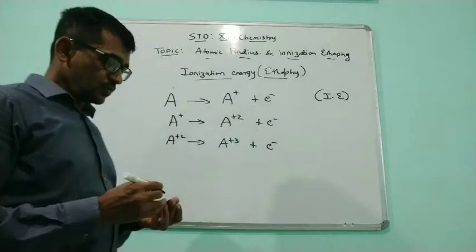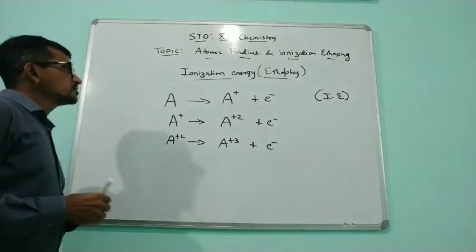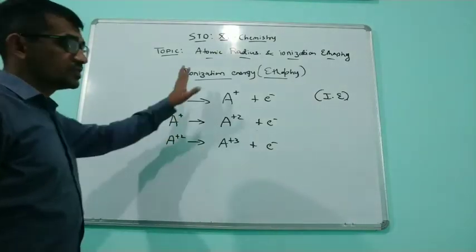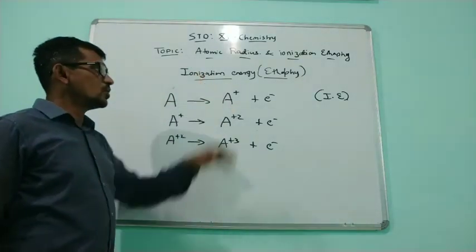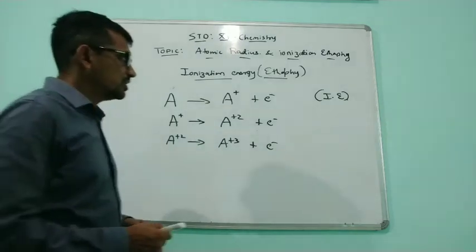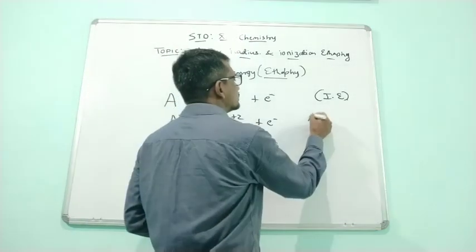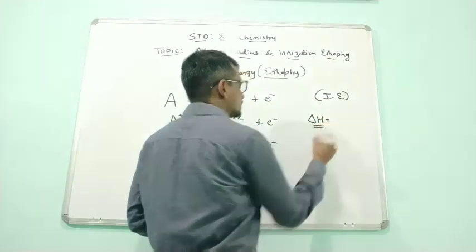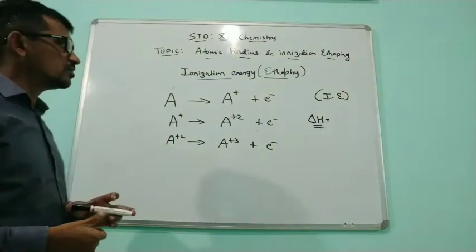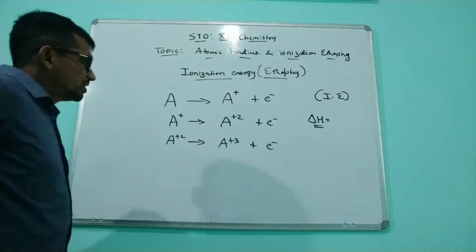But if you remove the electrons one by one, then the energy required for each reaction is known as the ionization enthalpy. Its symbol is delta H. Ionization enthalpy, that is delta H for the reaction.